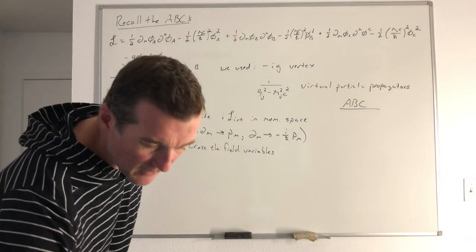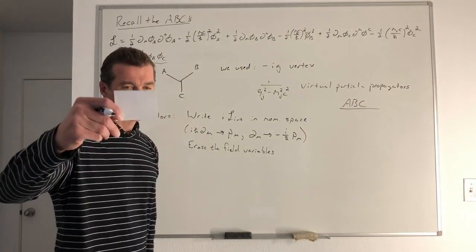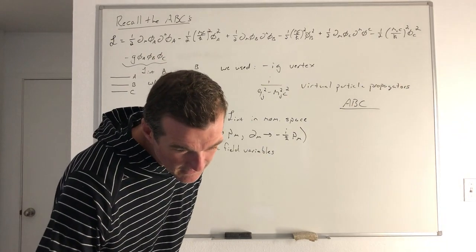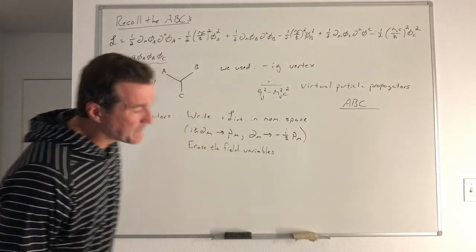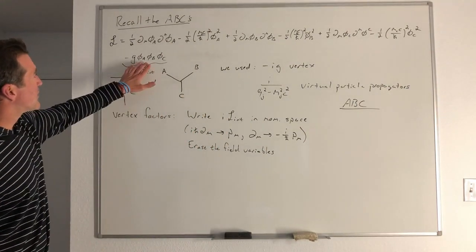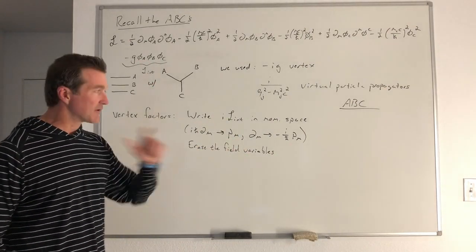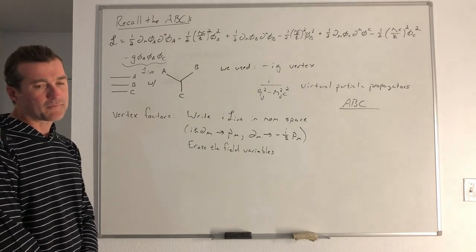Let me pick a card. Joseph! Where the hell are you, Joseph? I'm here. You're here. Joseph, what is this term going to become when we multiply it by I and then replace the derivatives with these momentum terms?